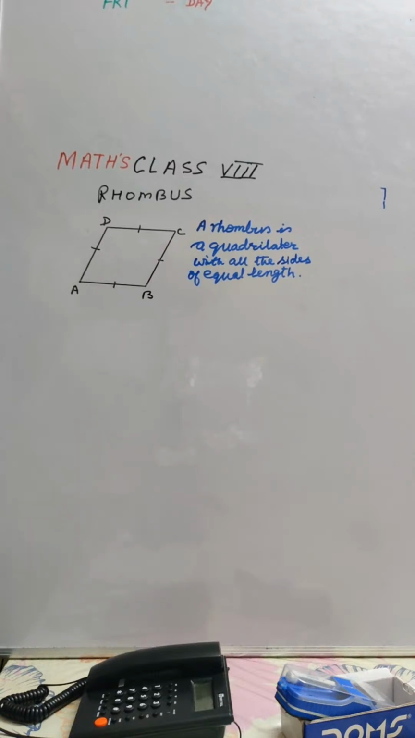Property number 1. The diagonals of rhombus are perpendicular bisectors of one another. All the sides are equal in rhombus, as I told you, and it also follows all the properties of parallelogram as well as all the properties of kite. So this way, the diagonals of a rhombus are perpendicular bisectors of each other.